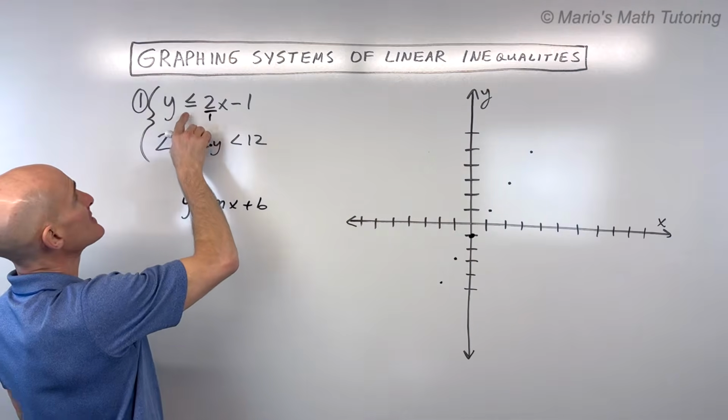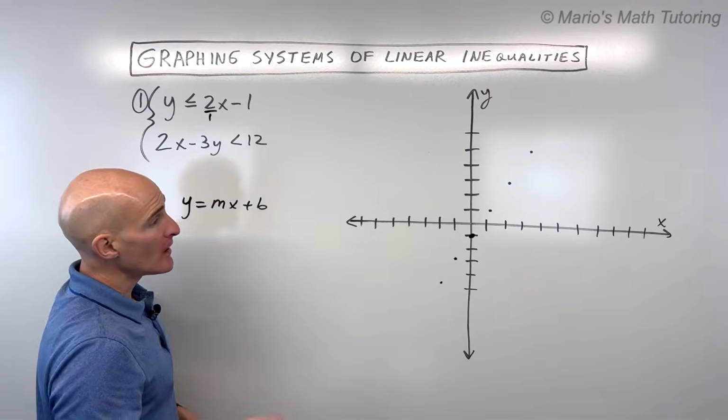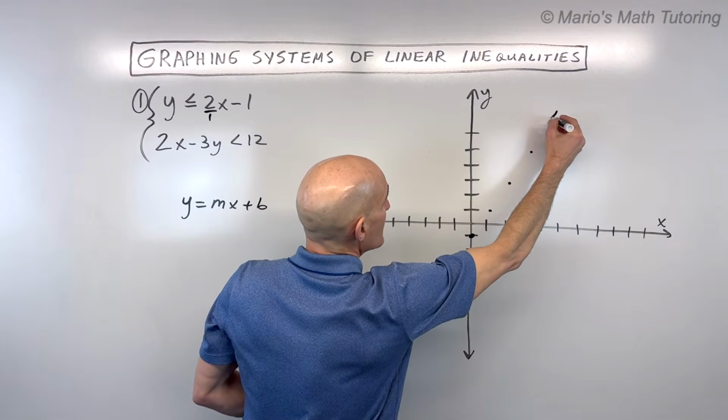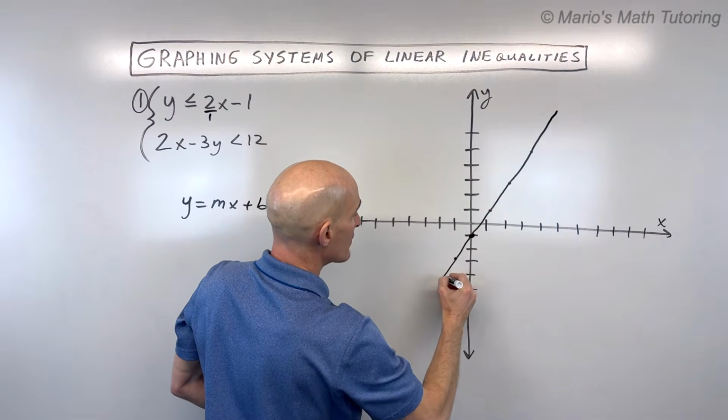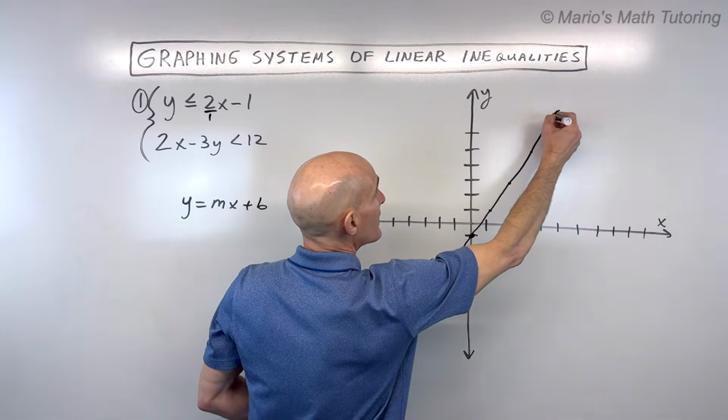And notice this is less than or equal to. So when it's equal to, it's going to include the points on the line, so you're going to draw this as a solid line. If it was less than or greater than but not equal to, it would be a dashed or dotted line.